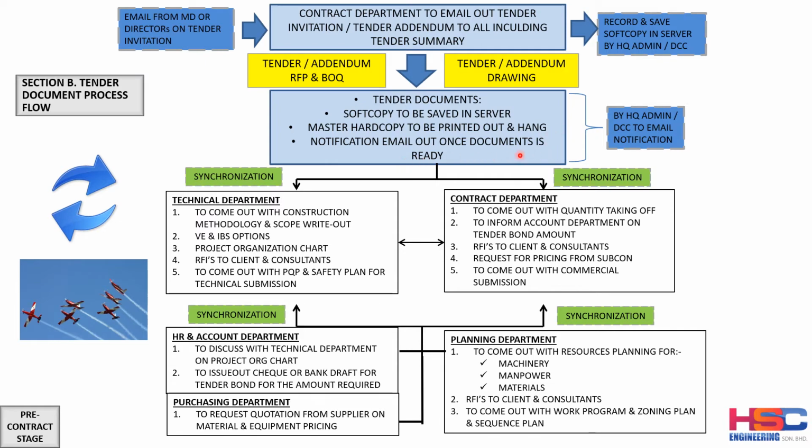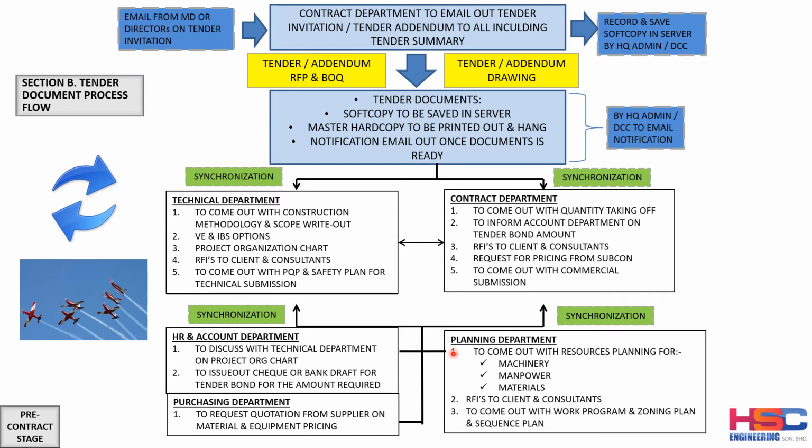And then next, the DCC has to email out to all the relevant departments. So this tender document will have to be emailed to the departments that will be involved in this tender process. The departments involved shall be the technical department, the contract department, the HR and account department, the purchasing department, and the planning department. It depends on the setup of the construction company.